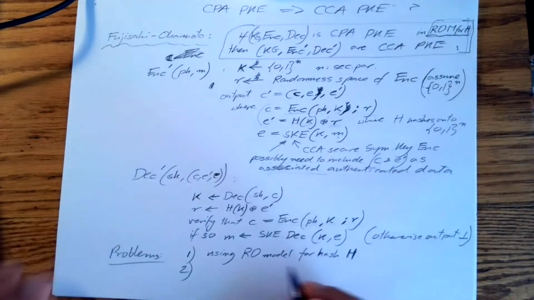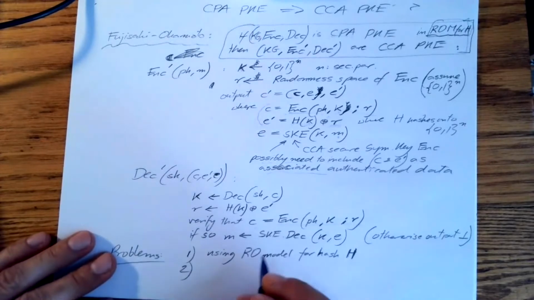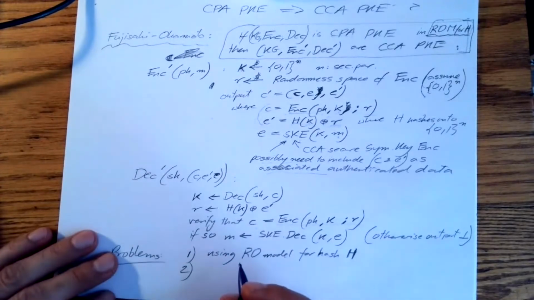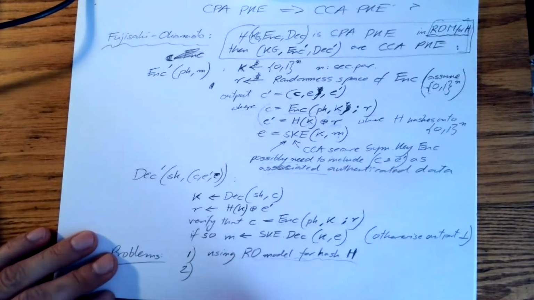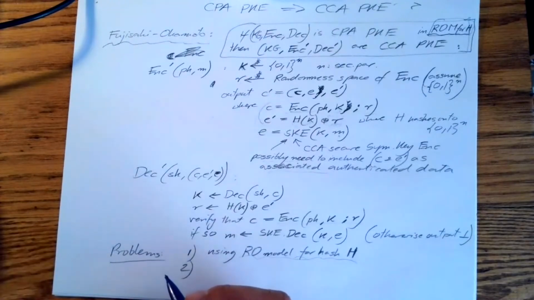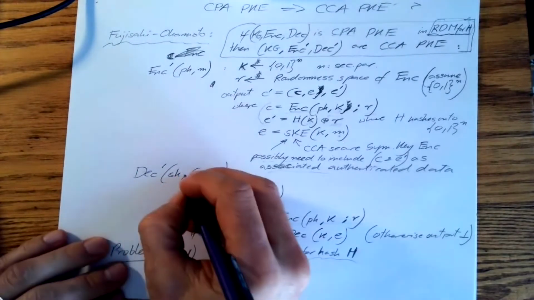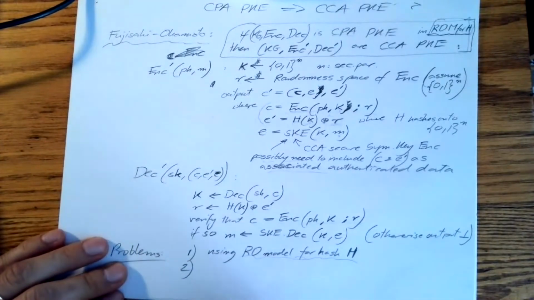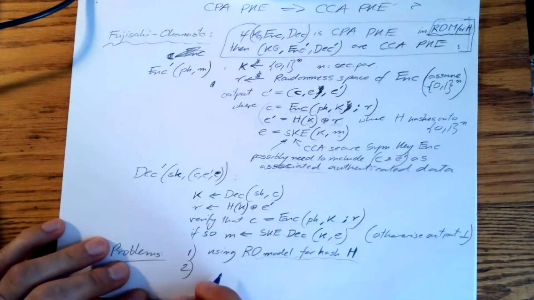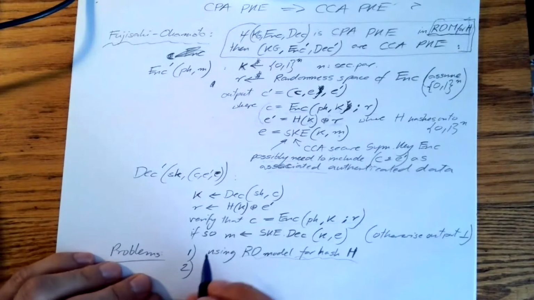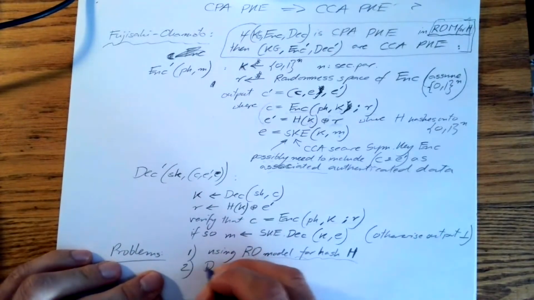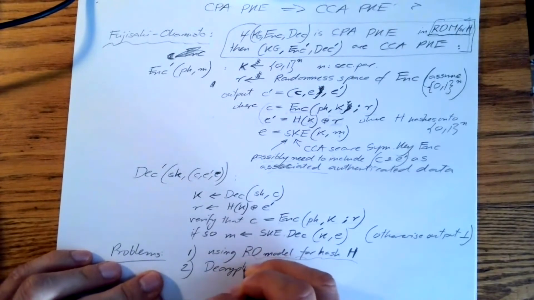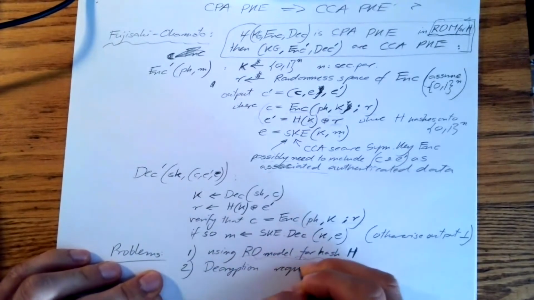And simply speaking, people don't want to pay the cost that schemes which avoid this assumption so far tend to come with. Okay, that might change in the future, but that's where we are now. Second problem is that decryption requires re-encryption.